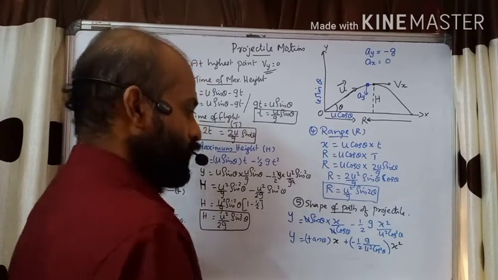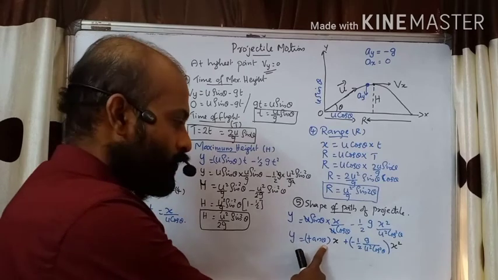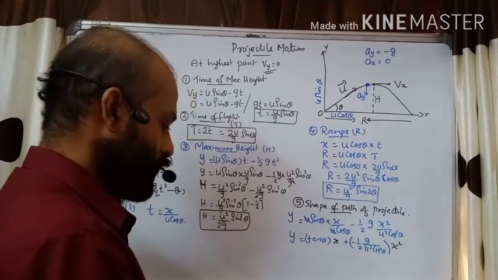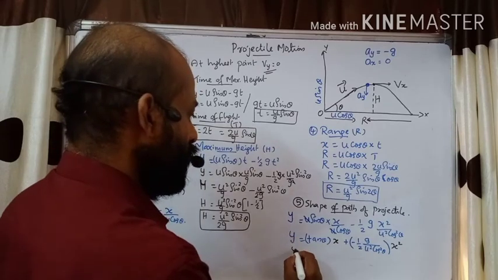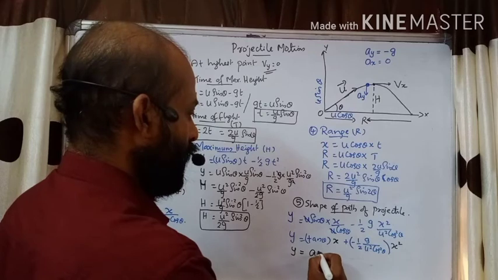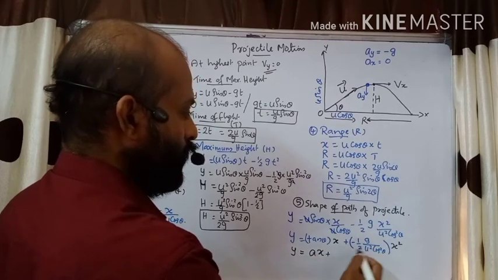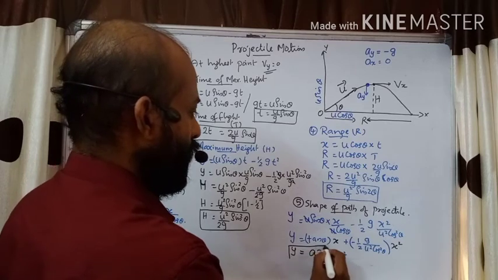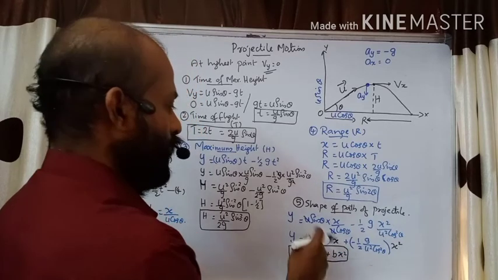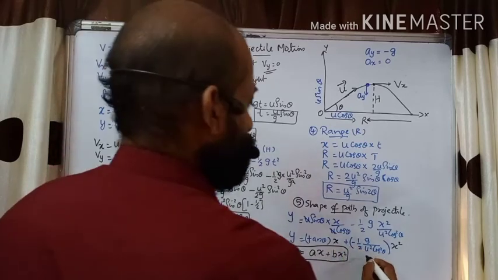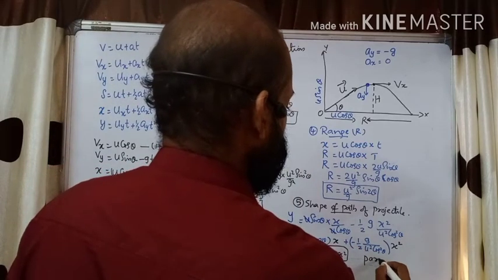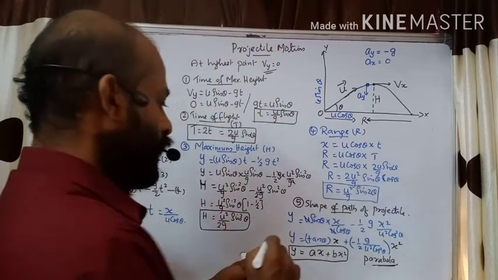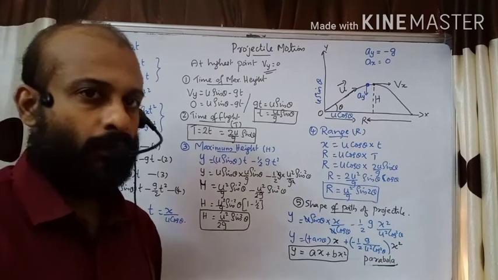So these are constant values. The angle of projection is constant. So tan theta is a constant, g is a constant, u square cos square theta all are constant. So what we can write is y is equal to a constant, I give a, into x plus this constant I give a value b into x square. y is equal to ax plus bx square. This is the equation for a parabola. So what is the shape of the path? The path will be a parabola. So we can say that the projectile moves in a parabolic path.